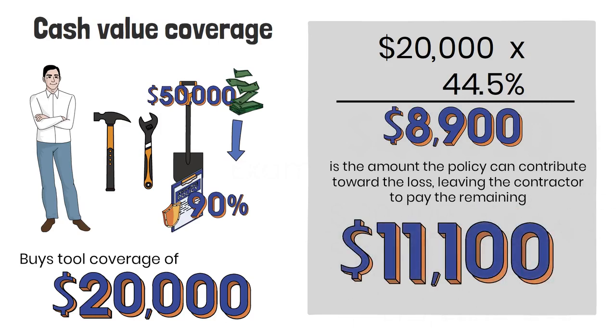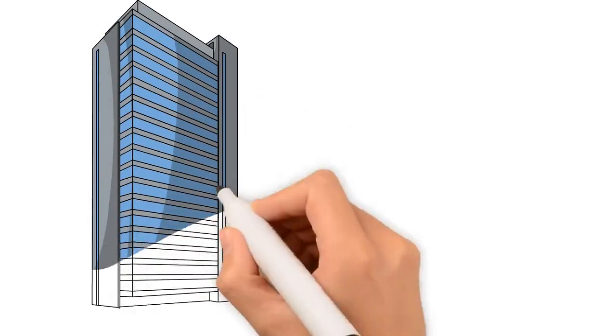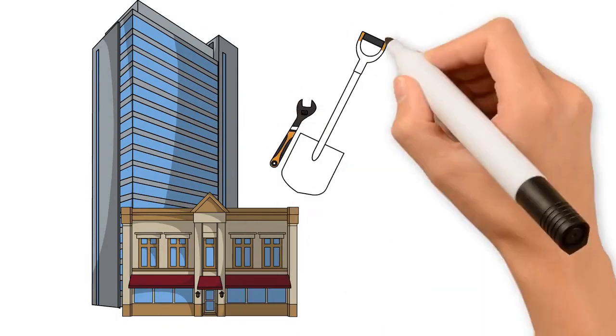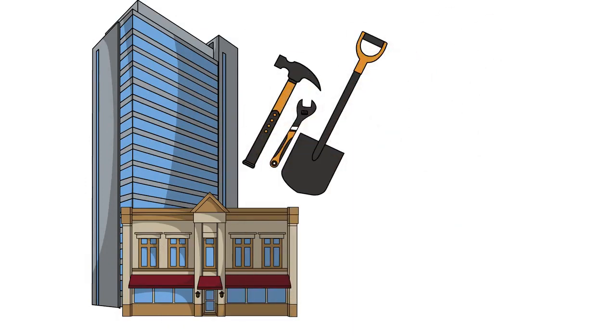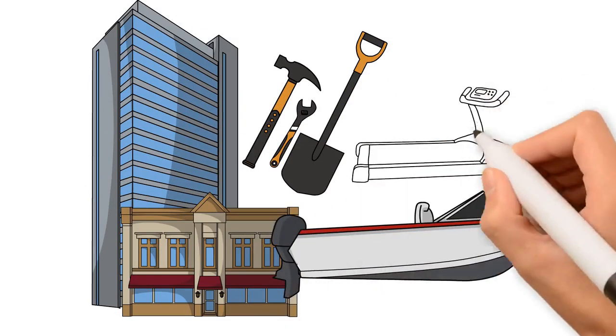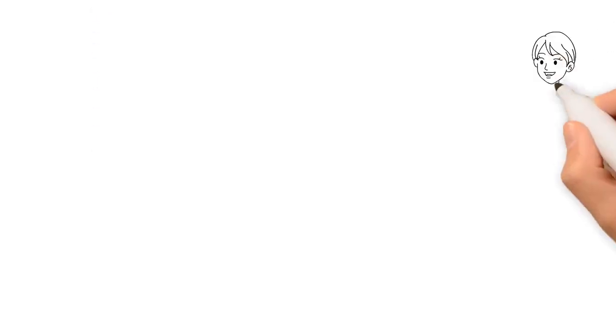Again, coinsurance penalties exist in just about every policy, insuring just about every type of property, from homes and tools to farm buildings, equipment, recreational items such as watercraft and ATVs, to personal contents in an apartment, as well as contractors' equipment. The examples show that coinsurance penalties can be very large.